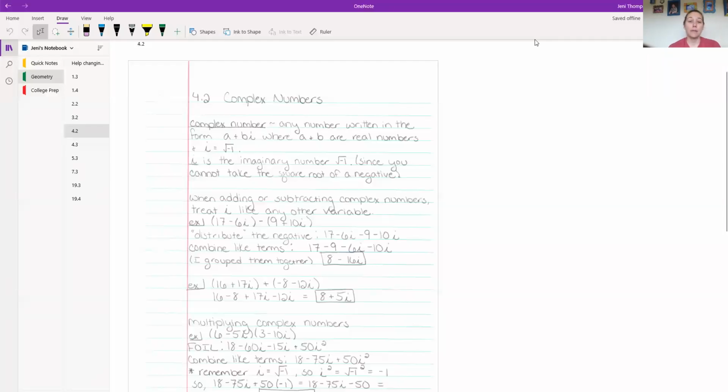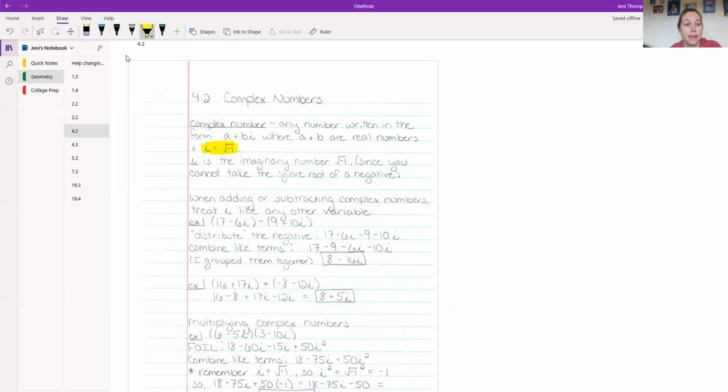Hey guys, okay, let's talk about 4.2 complex numbers. So a complex number is any number written in the form a plus bi, where a and b are real numbers, and i is the imaginary number. We call i imaginary because it equals the square root of -1. You can't take the square root of a negative, can you? So that's why in math, we've assigned a variable to the square root of -1. It's i. And it's just used to solve problems that include square roots of -1 so that you can get past that.